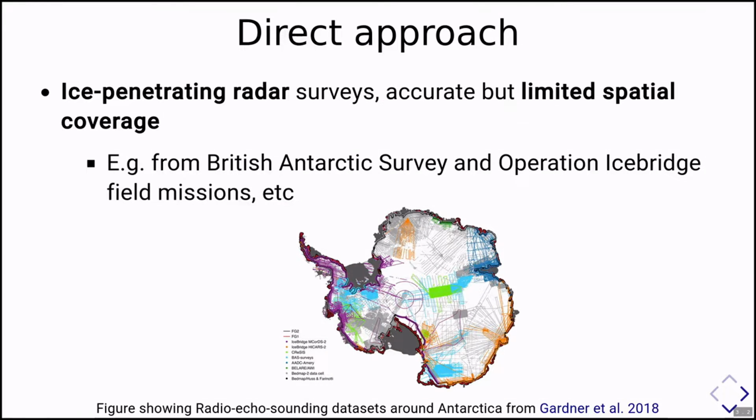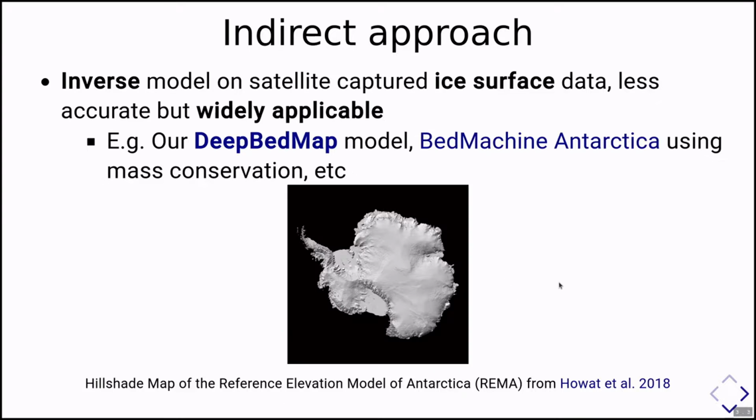But as you can see, these are mostly spatially clustered around the coastal areas or around field stations. So there are data gaps in quite a few parts of Antarctica. To fill in these gaps, what people have used is an inverse modeling approach as well.